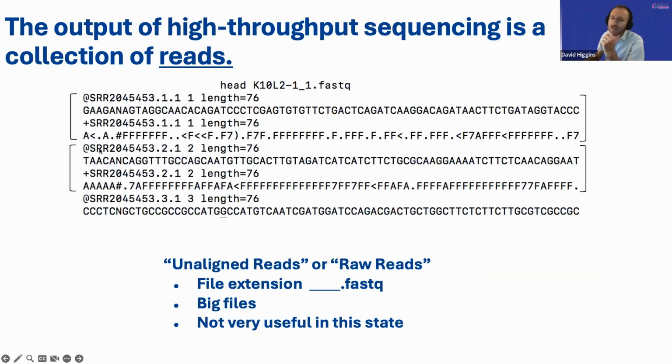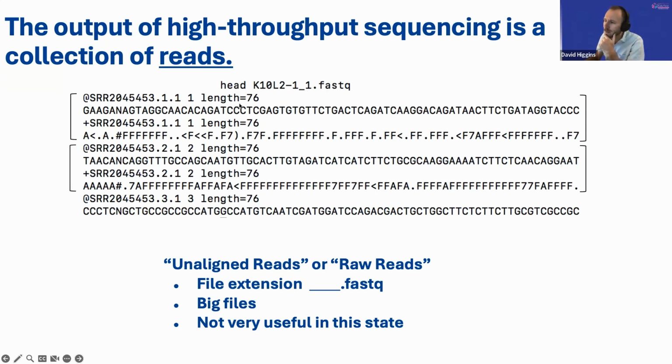Each of these spots on the glass becomes what's known as a read. A read is shown here. This is a collection of reads, two reads in what's called a FASTQ format. This is just the output of a FASTQ file head, and then this designation, .fastq.